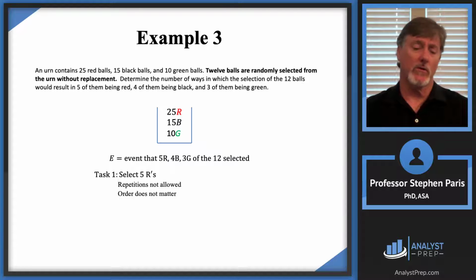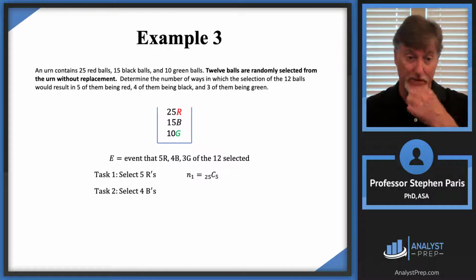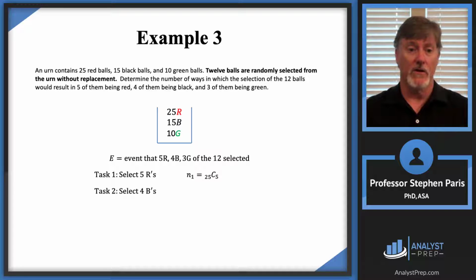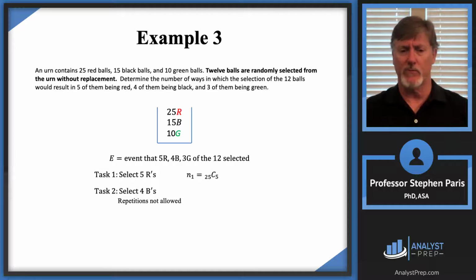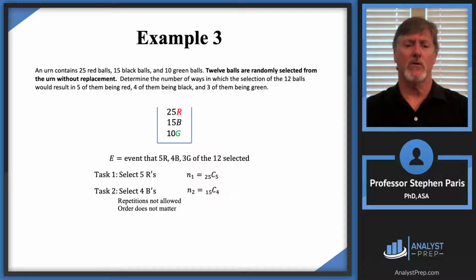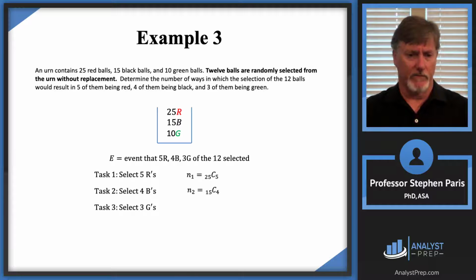And then our flow chart would say, well, you want to use a combination calculation then. So the number of ways to complete task 1 would be, out of the 25 red balls, we're selecting 5, so it's 25C5 or 25 choose 5. Likewise, I think you see what's going on now. Let's look at task 2. Let's say task 2 is selecting the 4 black balls. Once again, repetitions not allowed, order doesn't matter. So the number of ways of completing task 2 would be 15 choose 4. And then finally, if we define task 3 to be the number of ways of selecting 3 green balls, then the number of ways of completing task 3 would be 10 choose 3.